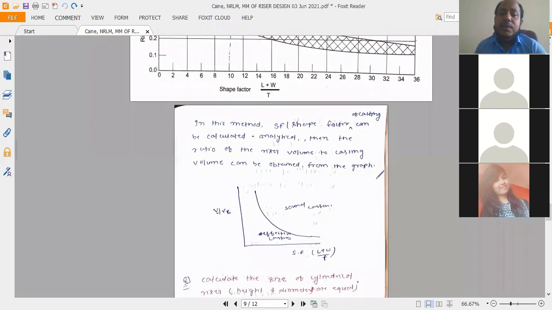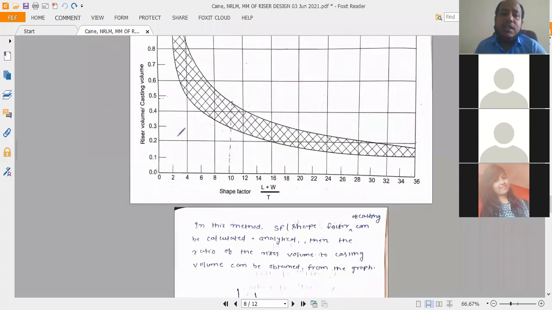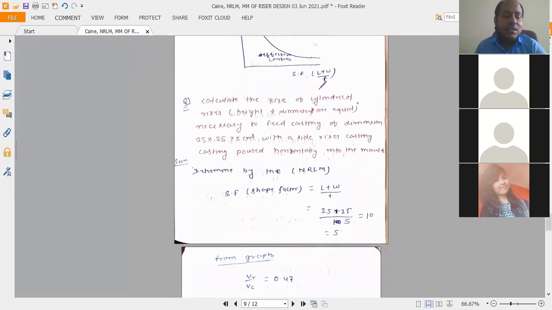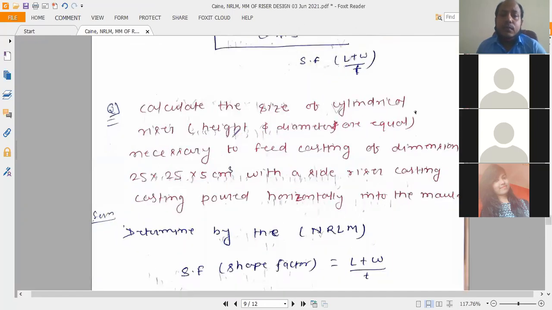How will it be determined? They also said the same thing as Kinds. This portion is the casting defect and this portion is the sound casting, means the good casting. So let us see how the cylindrical riser dimension can be determined by using the laboratory method. So the laboratory method, or the Naval Research Laboratory method, how will we calculate it?